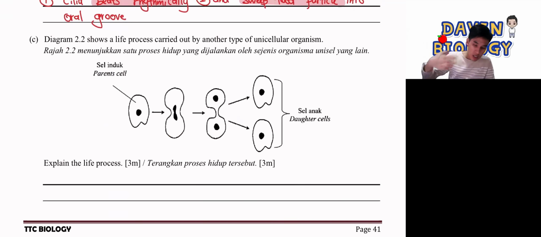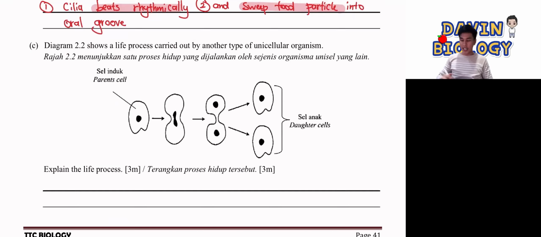All right, the next one here: explain the life process that is shown here. You can see it's basically binary fission, right? One splits into two. So you can say the process is binary fission.